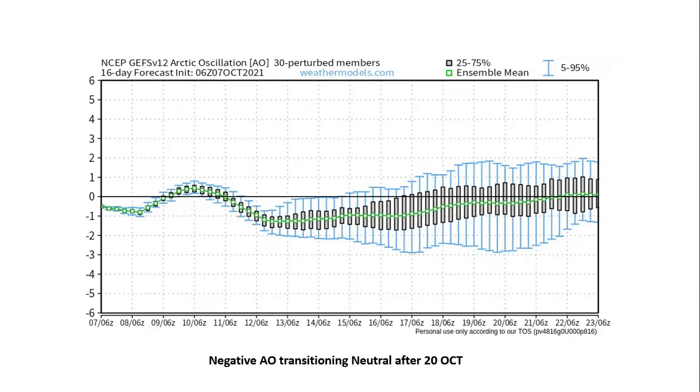And then the NCEP GEFS, the Global Ensemble Forecast System V12 AO forecast, 30 perturbed members in this case. In general, we have a negative trend moving up towards neutral, then a dip back negative again between the 12th and the 18th of October, and then again transitioning back to neutral after 20 October.